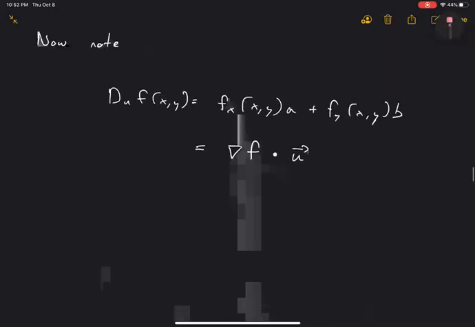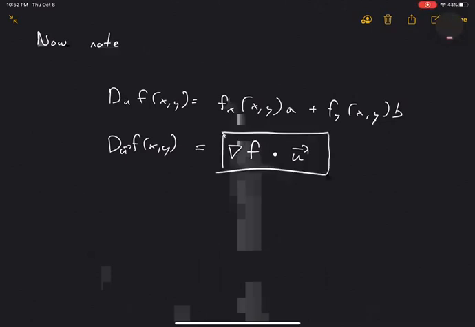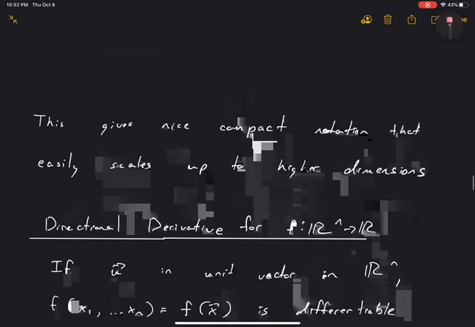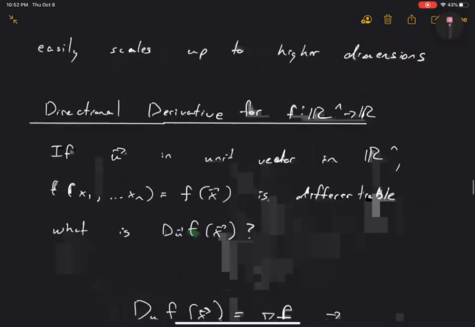All right. So this gives a nice compact notation for my directional derivative, right? So I have D_u f(x, y), the derivative in the direction of u. This sub u here is telling us we're taking the derivative in the direction of u. That's what that D sub u means. So we have this nice compact notation. It's del f dot u. And this really helps us generalize to higher dimensions, right?